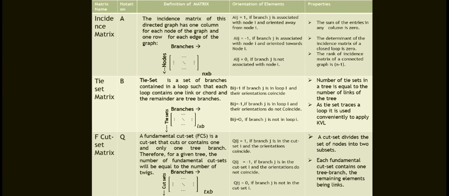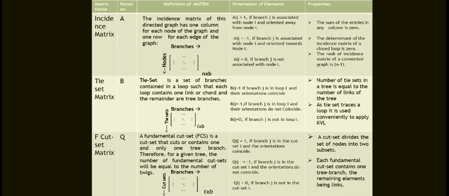Same, the determinant of the incident matrix of a closed loop is 0. This is the properties of the incident matrix. The rank of incident matrix of a connected graph is n-1. Rank, that is number of nodes minus 1, is called the rank of the graph, oriented graph.